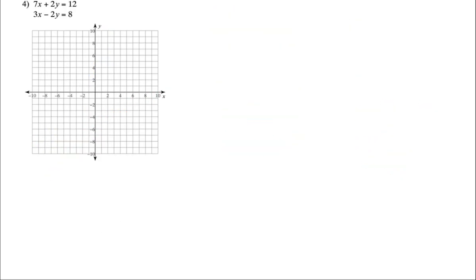All right, problem number 4 is very similar to the last one. We have two different equations in standard form. Let's put them into slope-intercept form so it's easier to graph. We've got 7x plus 2y equals 12.